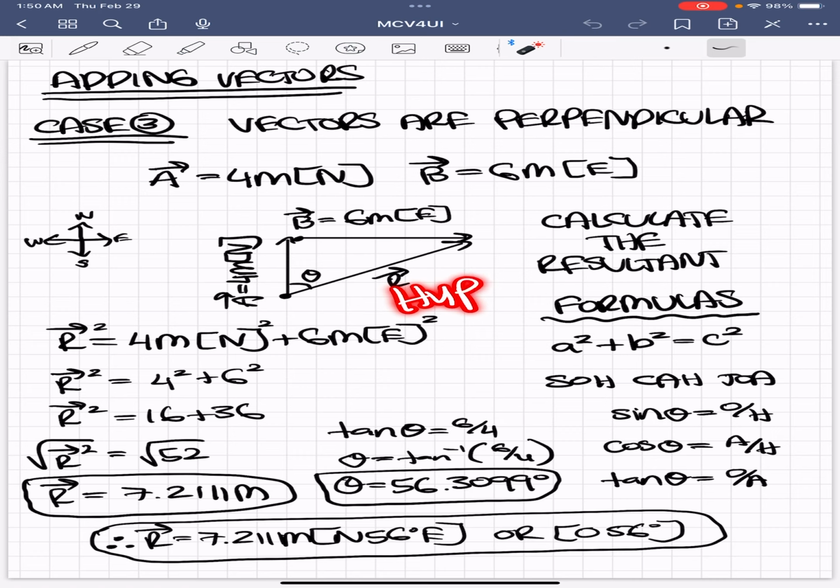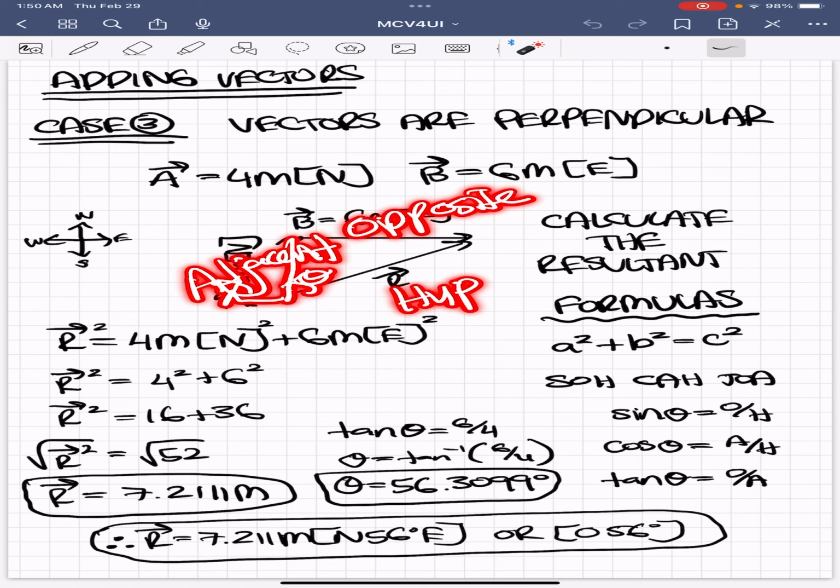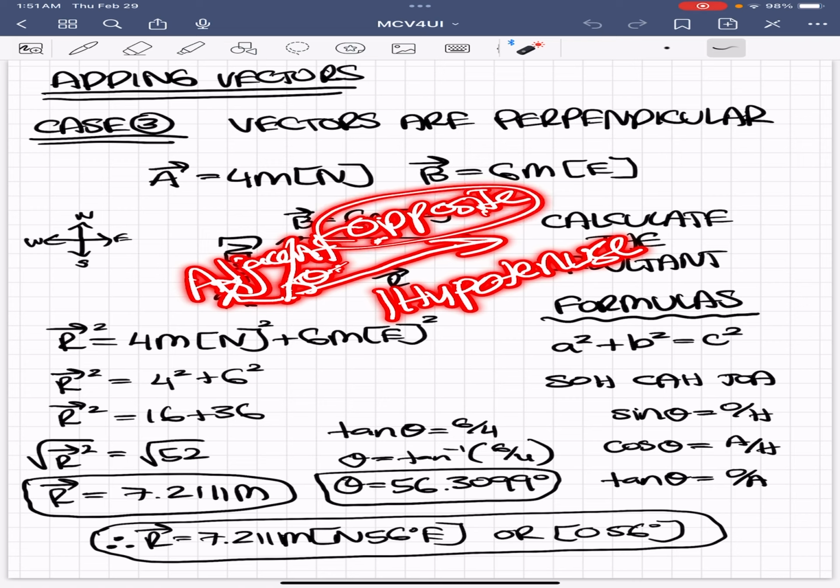This is the hypotenuse. This is the adjacent. And this is opposite. Because we're calculating this angle here, the adjacent would be the line connecting to the angle. We have our hypotenuse, which is the longest side, and then the opposite from the angle would be this side as well.